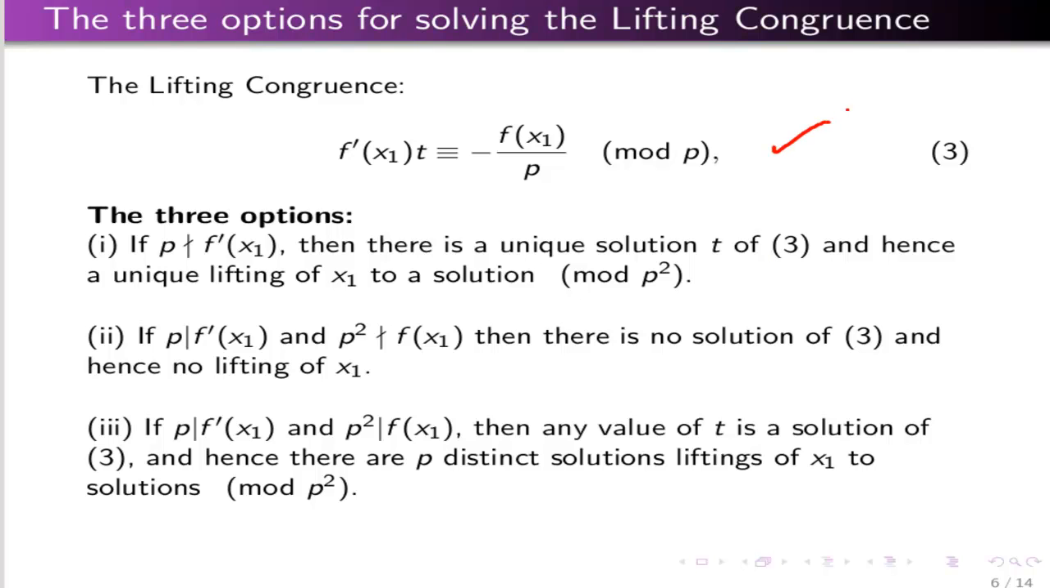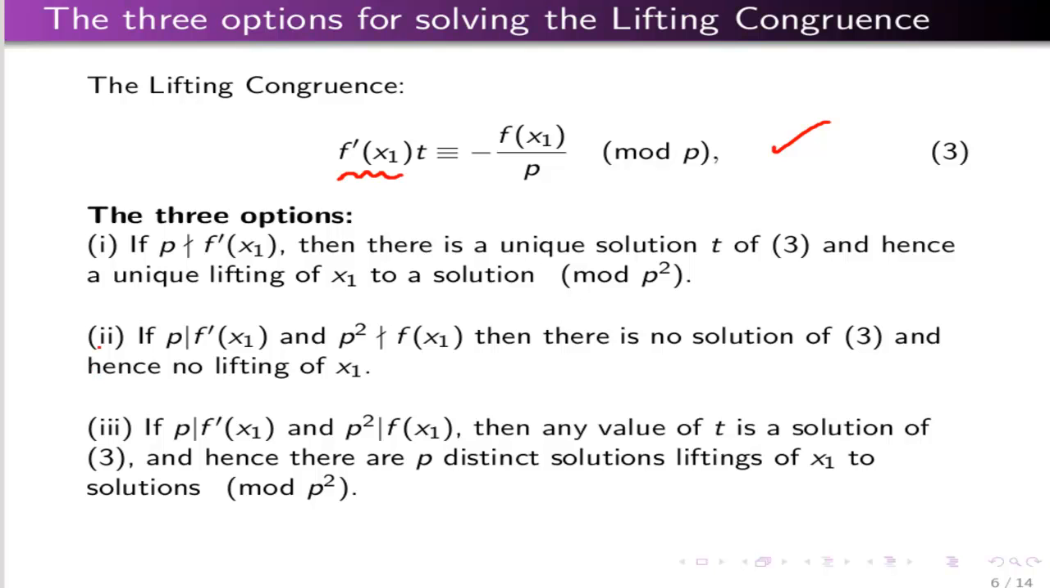Option 1. Suppose p is not a divisor of f prime of x1. Therefore, this integer has a multiplicative inverse mod p, and we can solve uniquely for t, and we get a unique solution x2 mod p squared, or a unique lifting of x1 to a solution mod p squared.